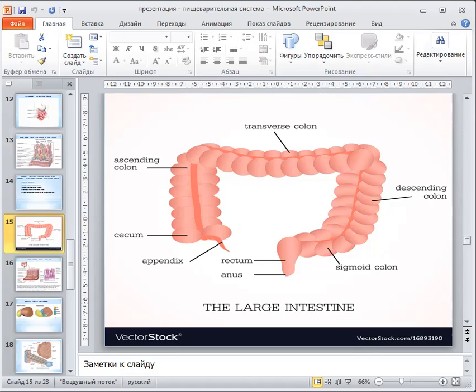Rectum accumulates the fecal masses. Length of rectum is 13 to 16 centimeters. Of them, 10 and 30 centimeters located at the pelvic part, and 2.5 and 3 centimeters located at the anal part.